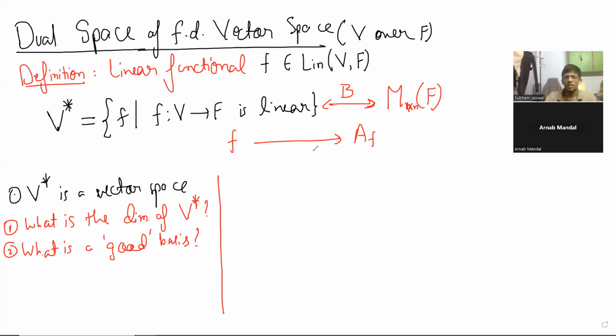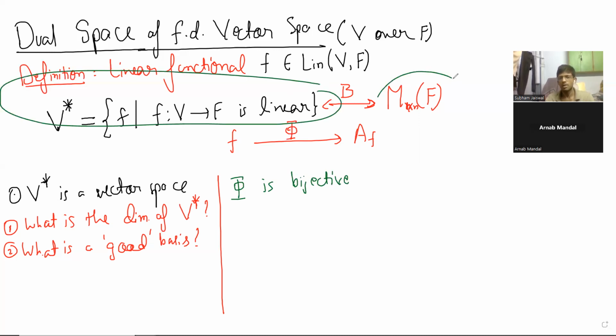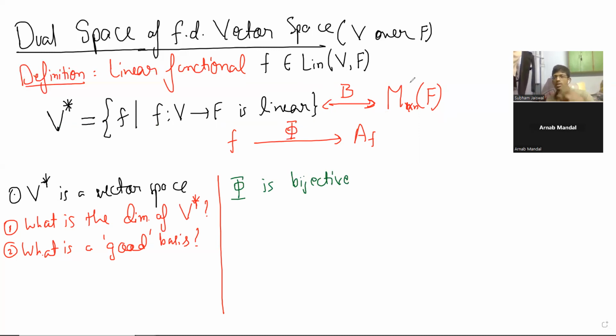So first, again, I'll use the same style, this phi. Show first that phi is injective and surjective. That is homework. Phi is injective and surjective. It is a map from f to Af. It's a map from V star to these matrices. And that's an example, that's an instance.